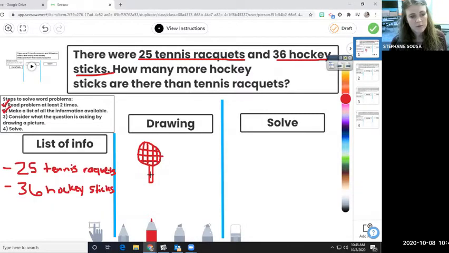I'm going to label it with a 25. I'm going to draw a hockey stick. And I'm going to label that with a 36.